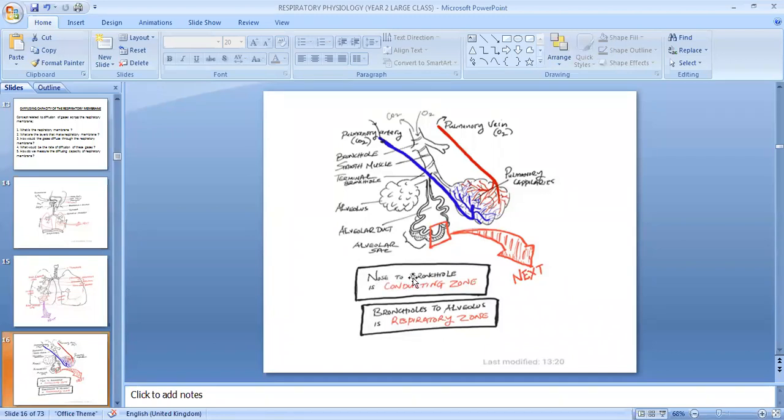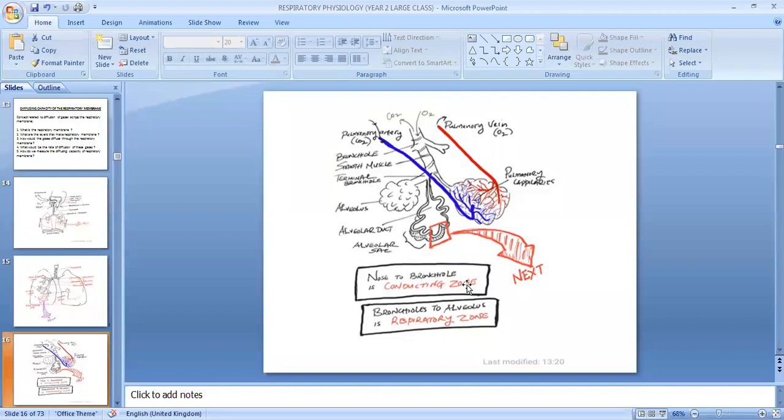So from the nose to the terminal bronchioles, that space, we refer to it as the conducting zone of the respiratory system. And from the terminal bronchiole to the alveolus, here we refer to it as the respiratory zone. It is in the respiratory zone that gas exchange takes place.